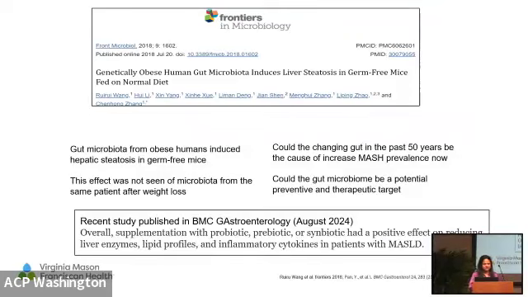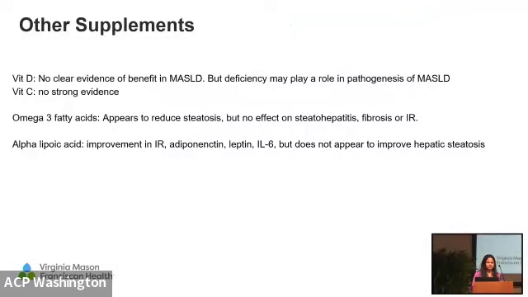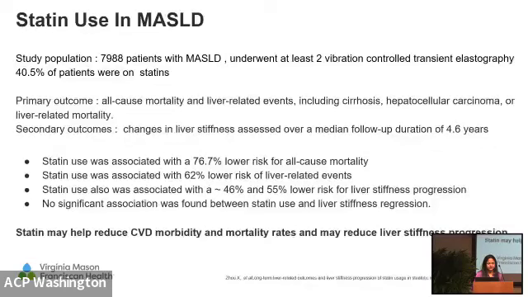In fact, this was a recently published study which showed that probiotics and prebiotics had a very positive effect in reducing the liver enzymes, lipid profile, and the inflammatory cytokines in patients with MASLD. So I think it's definitely something that is likely to help, but it's not going to harm. The other supplements have not shown much benefit here.